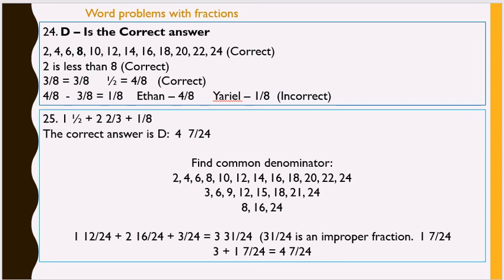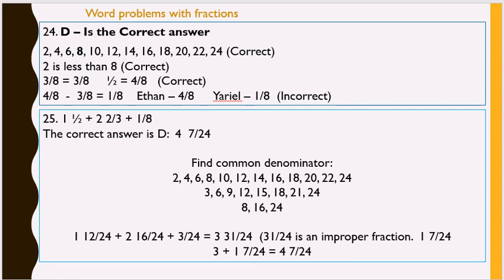2 will go into 24 12 times, and 12 times 1 is 12. So 1 and 12/24 plus 3 into 24 8 times. 8 times 2 is 16. 2 and 16/24 plus 1/8 would become 8 into 24 3 times. 3 times 1 is 3. So 3/24. Now we add all of those together and we come up with 3 and 31/24.